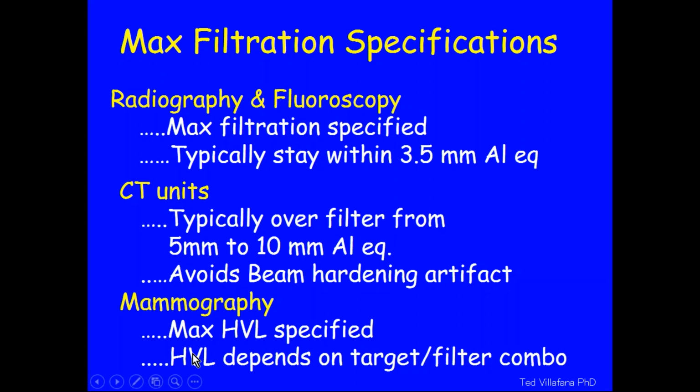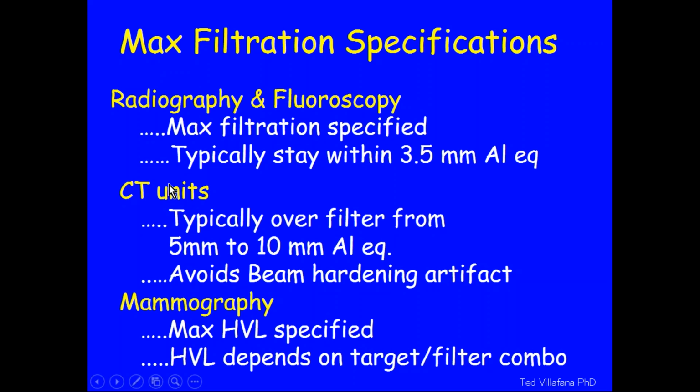I mentioned putting this all together for the three areas. In radiography and fluoroscopy, you already mentioned that the 2.5 is the minimum, and we shoot between 3 and 3.5. We don't want to go beyond 3.5. That's then into the overfiltration region.